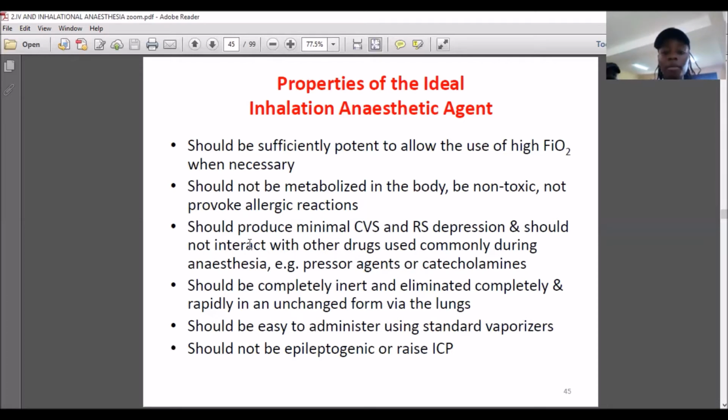Should be easy to administer using standard vaporizers. Then should not be epileptogenic or raise the ICP, the intracranial pressure. So if these agents raise the intracranial pressure, they are not the ideal drugs to be given during inhalation.